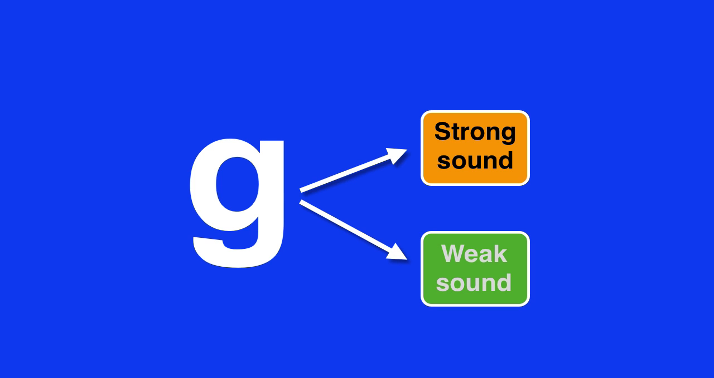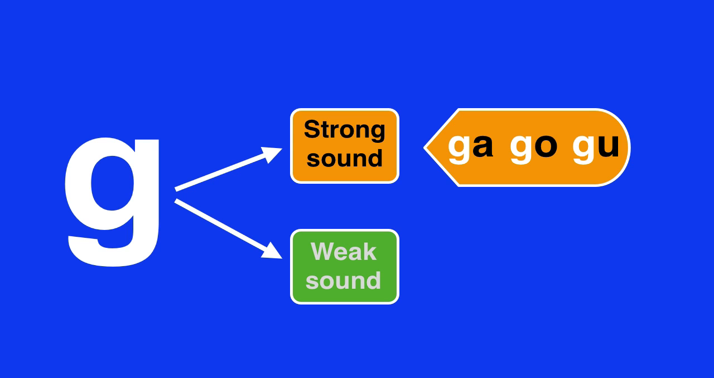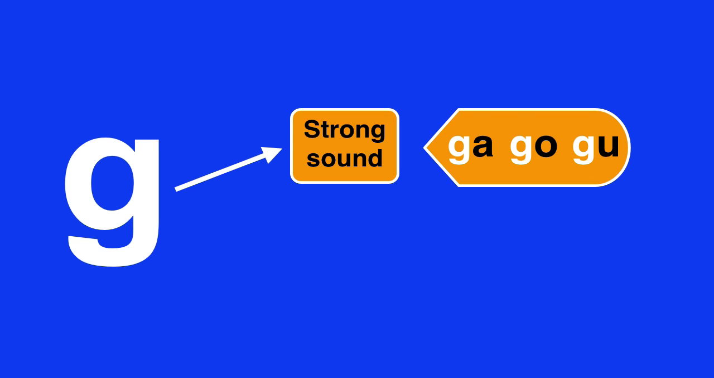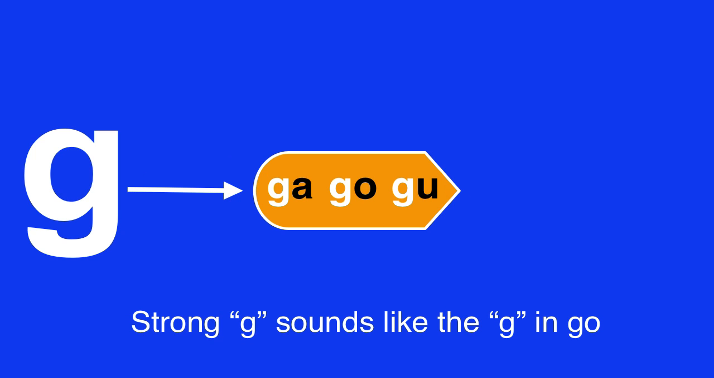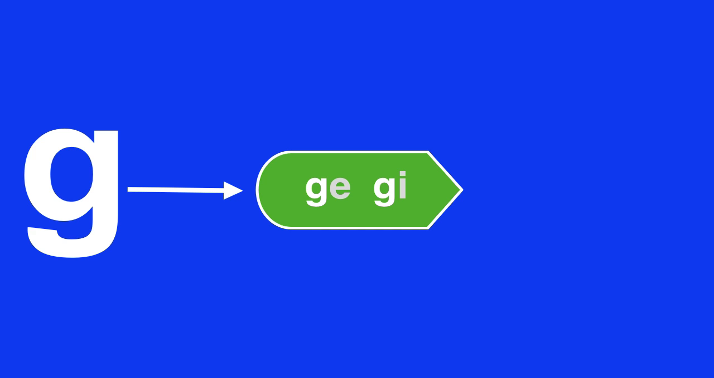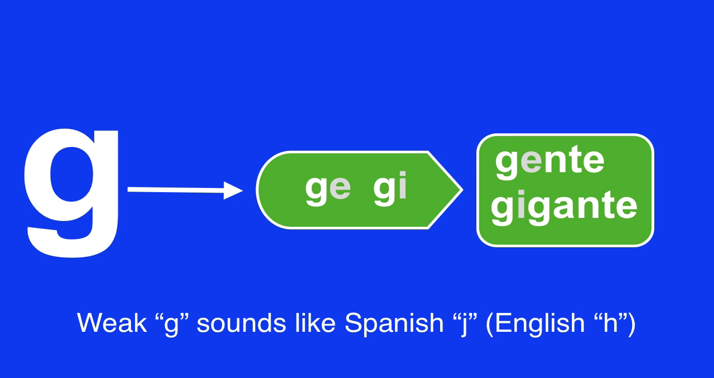Our next letter is G. This letter has two sounds, a strong sound and a weak sound. The G has a strong sound whenever it is followed by an A, an O, or a U, and it has a weak sound when it's followed by an E or an I. The strong G sounds like the G in go. Some examples are gato, gorila, gusano. The weak G sounds like the English H, and some examples are gente, gigante.